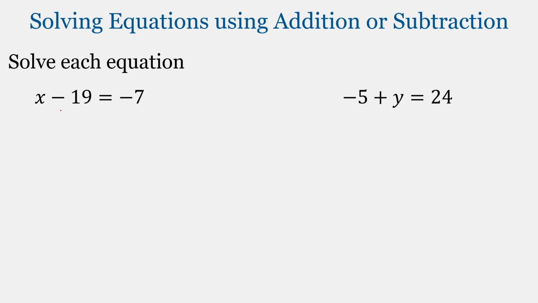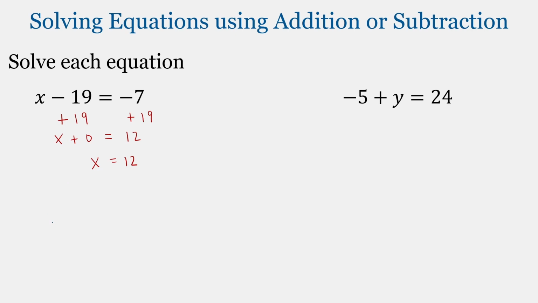In this first problem, we have x minus 19 is equal to negative 7. The additive inverse of negative 19 is going to be positive 19. So again, when we subtract a number, we add it. So now we're going to have plus 19 on the left and plus 19 on the right. We're going to add 19 to both sides. This is x plus 0 on the left. And then negative 7 plus 19 is 12. So our answer is x equal to 12.